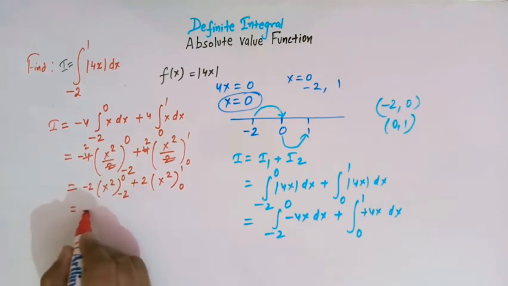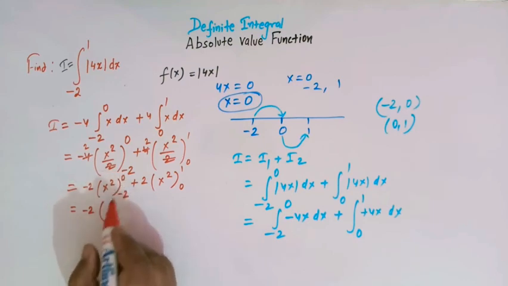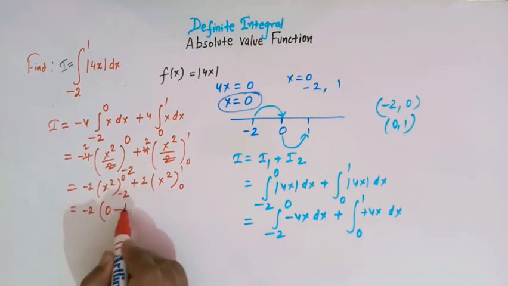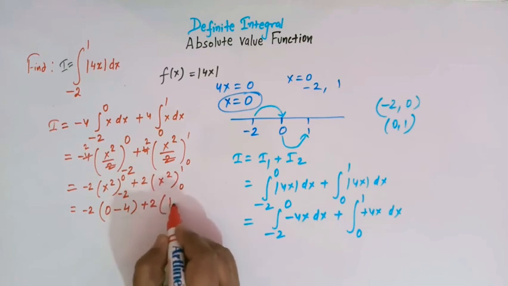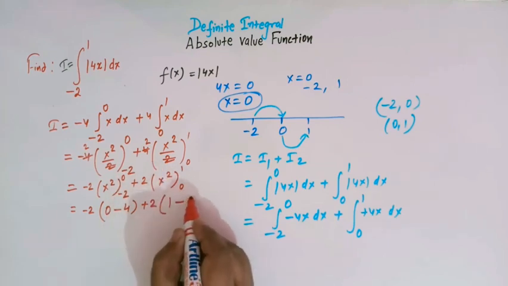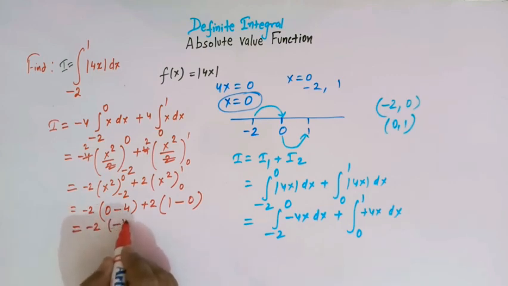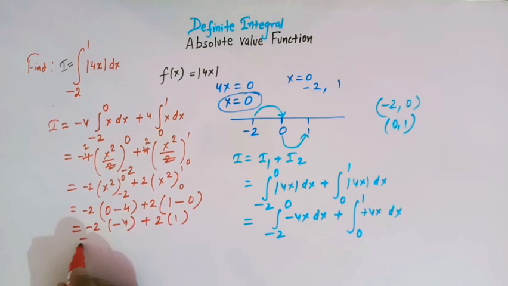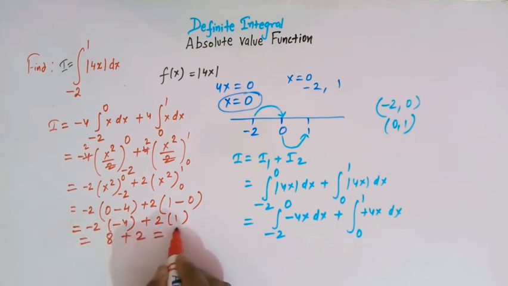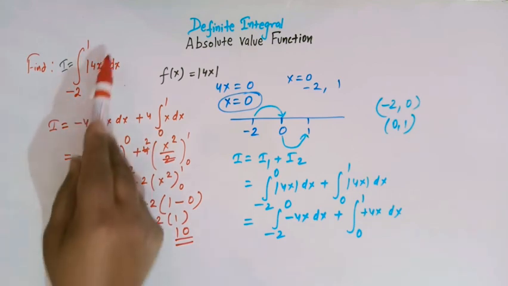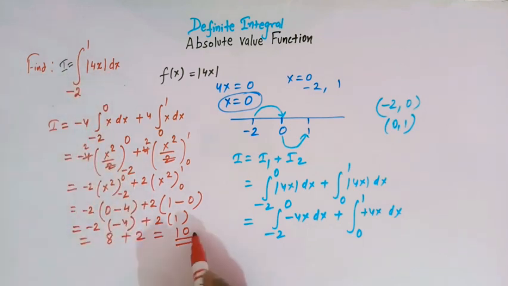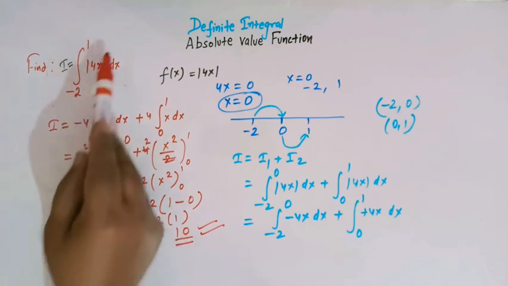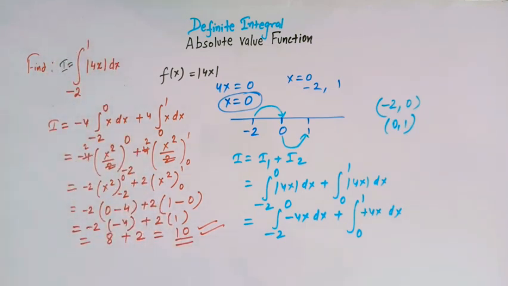Now if we take the limits, then we have 0 square is 0, minus -2 square is simply 4, and here we have 2, and here x is 1, so 1 square is 1, and when x is 0, 0 square is 0, so we have -2 times -4, that is 8, plus 2 times 1, that is 2, so 8 plus 2 is 10. So viewers, the value of the integral from -2 to 1 of mod of 4x dx is equal to 10. So 10 is the value of this integral. So this is how we solve this important and conceptual problem.